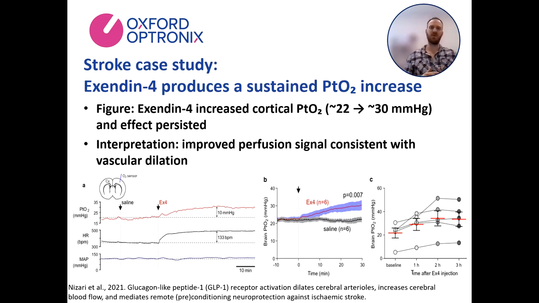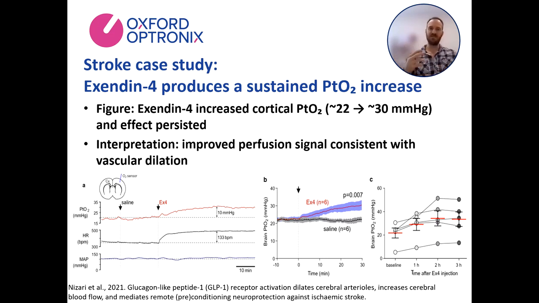So here's the clean result from this team's stroke models. After extended 4 was added compared to a saline control, cortical oxygen increased from roughly the low 20s to around 30 millimeters of mercury. And just as importantly, this effect persisted over time. And this is what continuous monitoring is great at. You see an onset, a magnitude, and whether a response was transient or sustained. And again, even though our broader theme is oxygen plus flow together, this is a great example of how tissue oxygen alone can support a mechanistic story about improved delivery.